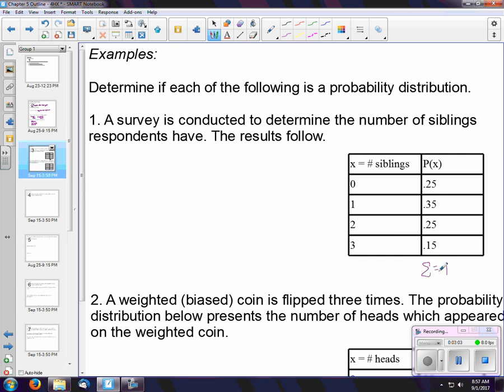So that's good for us, right? The sum of the probabilities equals 1. Also, we have to verify in here, are any of these greater than 1 or are any of them negative, which means less than 0? And in this case, those do not apply. We have nothing greater than 1 or less than 0. So we can say that yes, this is a probability distribution.